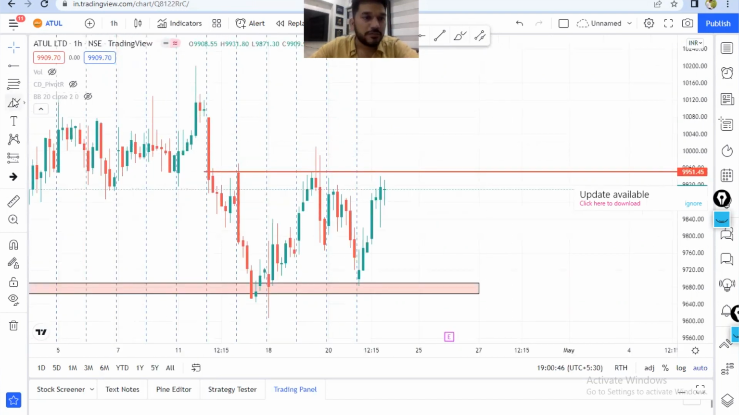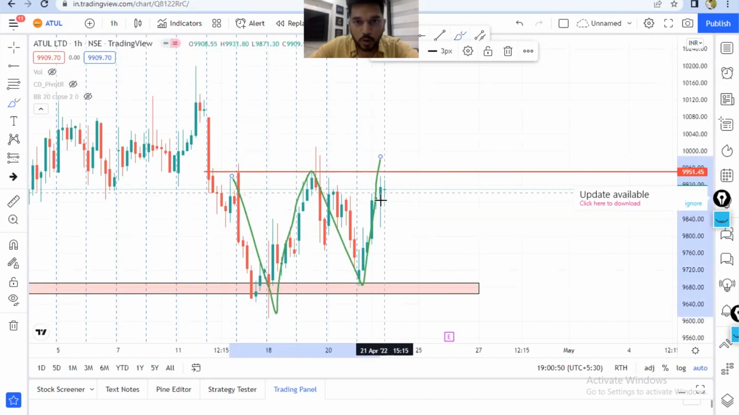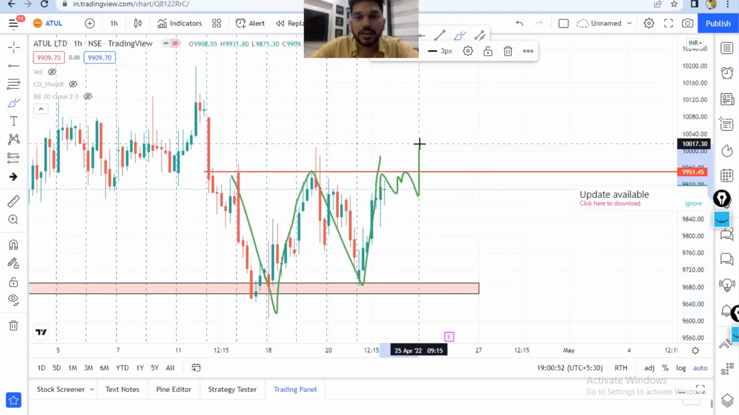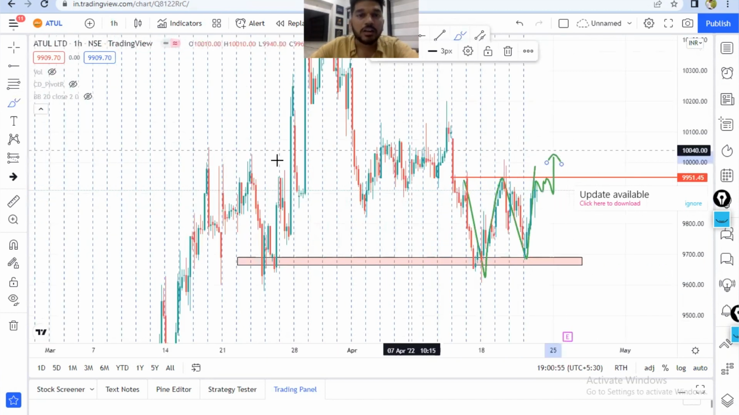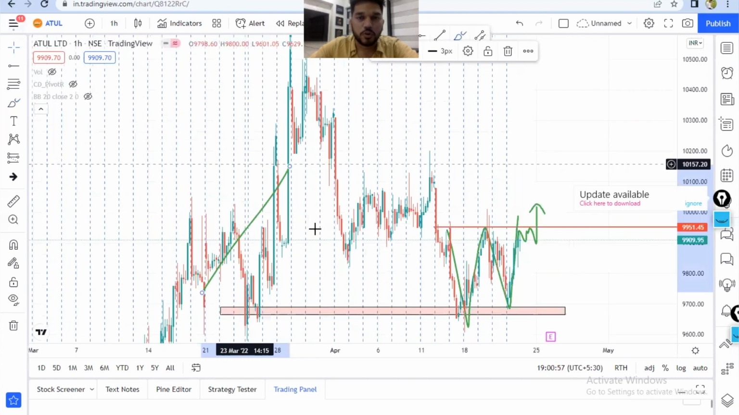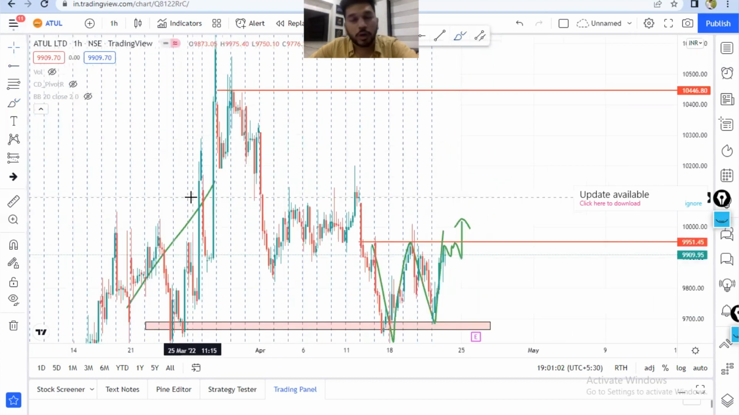So over here, we can clearly see it is forming a very good structure. So tomorrow, if it consolidates and gives us some breakout, the structure will be complete, and we can see very strong momentum until the levels of, let's just go back a bit, right? Just mark the levels over here, until the levels of 10446. Now, this is my understanding on Atul Limited.